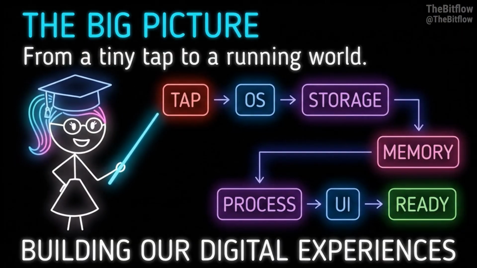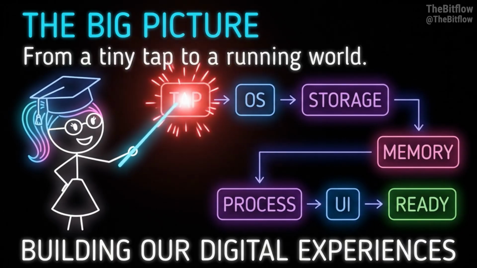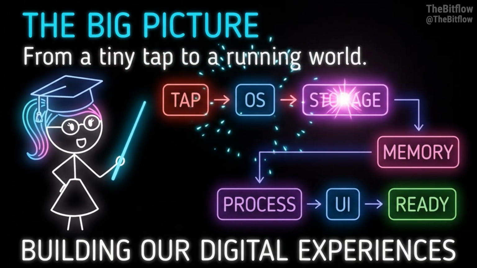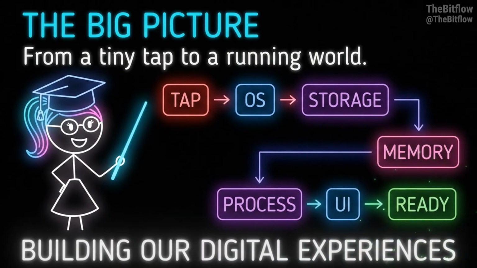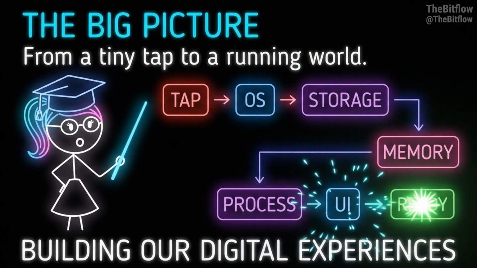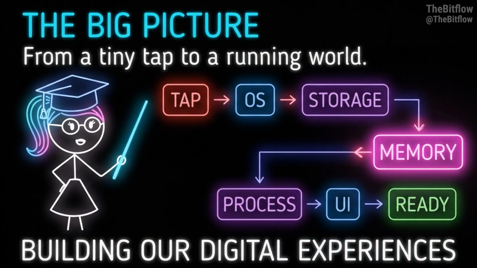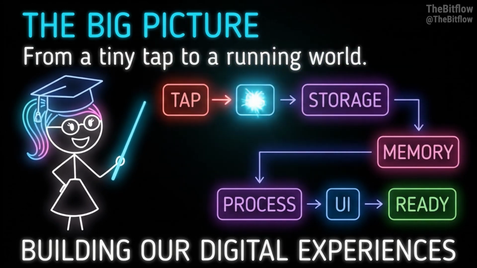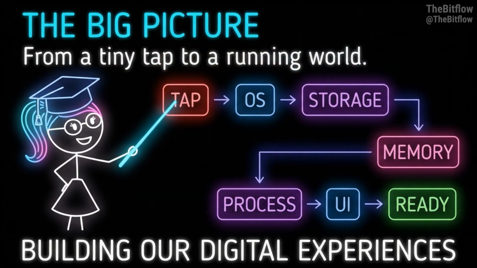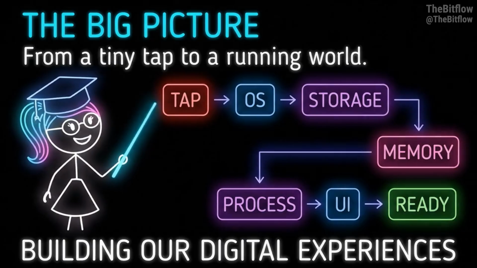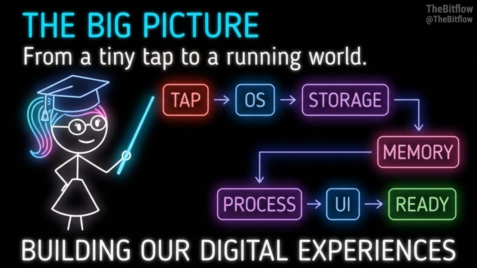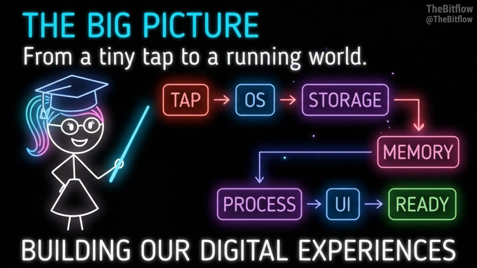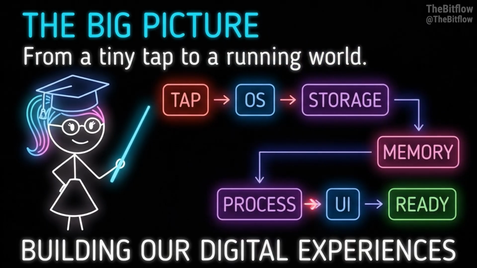So what actually happens when you open an app? A single tap triggers the operating system. The OS locates the app, reads it from storage, loads what it needs into memory, creates a process, prepares resources, builds the interface, renders the first screen, and, if needed, connects to the internet to fetch data. All of that happens in just moments, making your app feel like it opens instantly. The next time you tap an icon, you'll know there's an incredible amount of work happening behind the scenes.